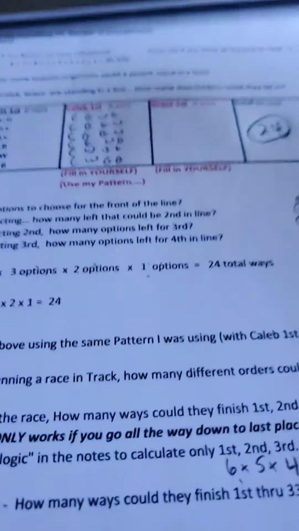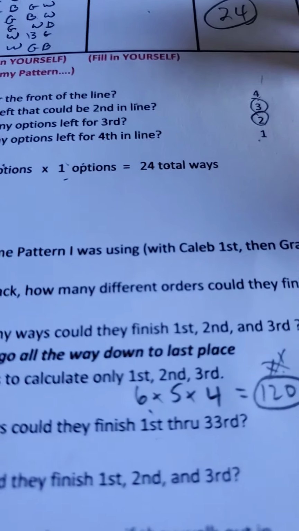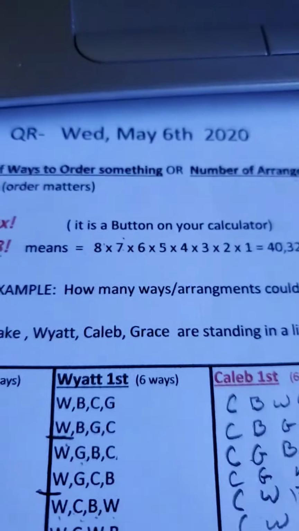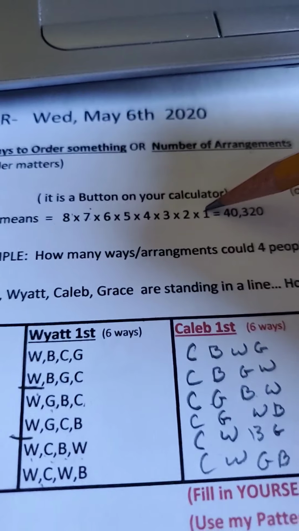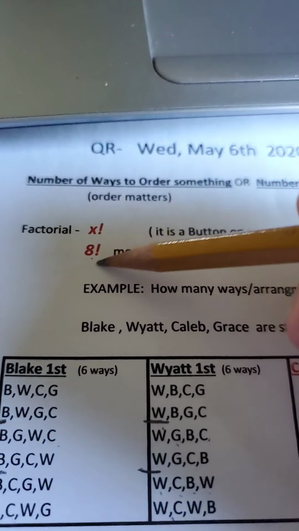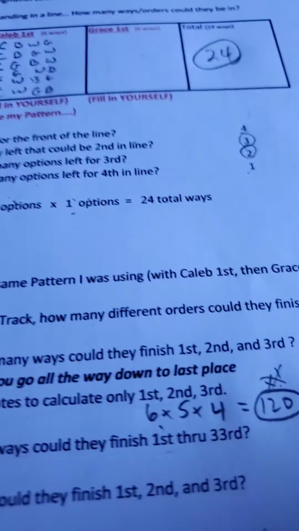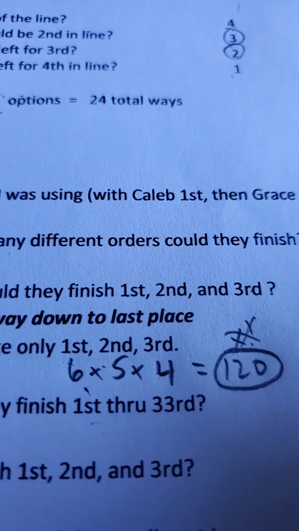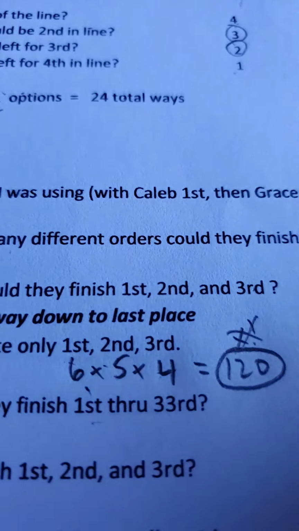Okay, sorry this took 9 minutes, but I figured you need the explanation. If you're going all the way down to 1, then you can use the factorial button. If you're not going all the way down to last place, and you only want first, second, third, you can't use the factorial button. You just got to do 6 times 5 times 4.